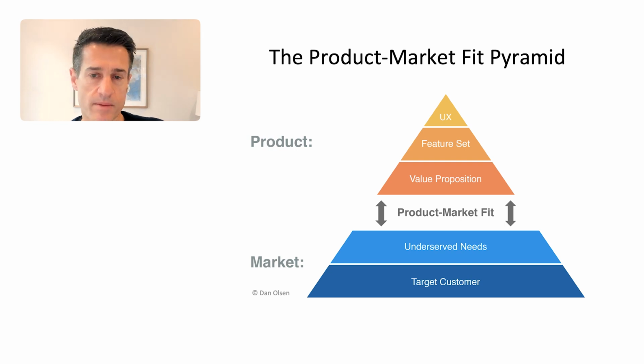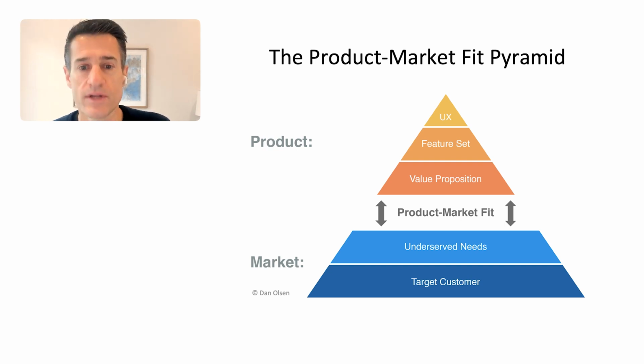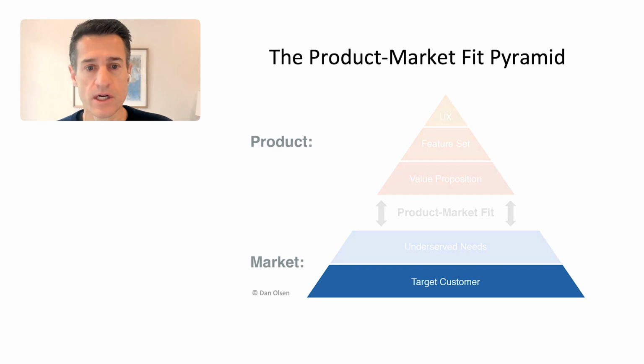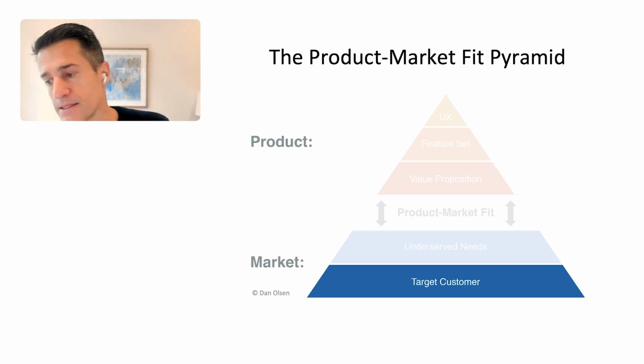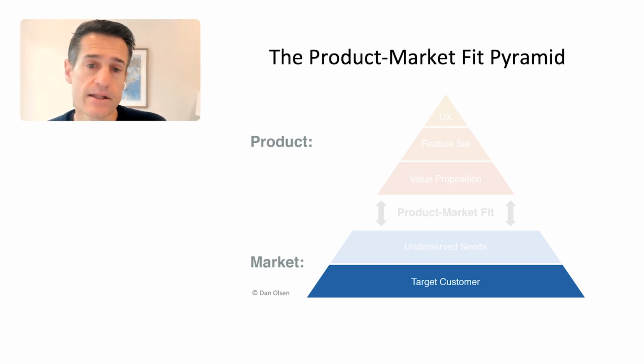The foundation of the pyramid, and by the way, like a real pyramid, each layer is intended to build on the layers beneath it. The foundation, where we start, is the target customer. Everything starts with the target customer. I mentioned I'm kind of like a science and math geek. I literally think of it as a function. Things are a function of the customer. You change the customer segment we're talking about, everything above can change, right? So that's it basically. The second layer above that is underserved needs.